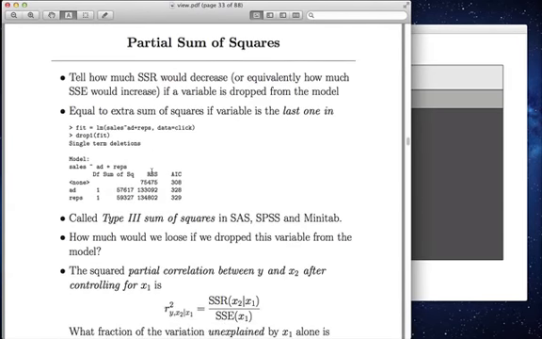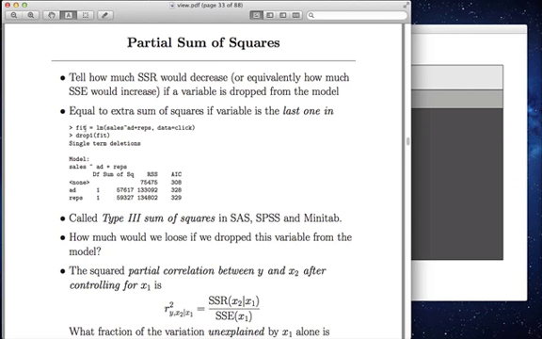A very closely related topic is partial sums of squares, also known as type 3 sums of squares in programs like SAS and others. So what is a partial sum of squares? Partial sums of squares answer a very simple question: how much do I lose if I drop a variable from the model? So think about dropping one term, what do you lose?